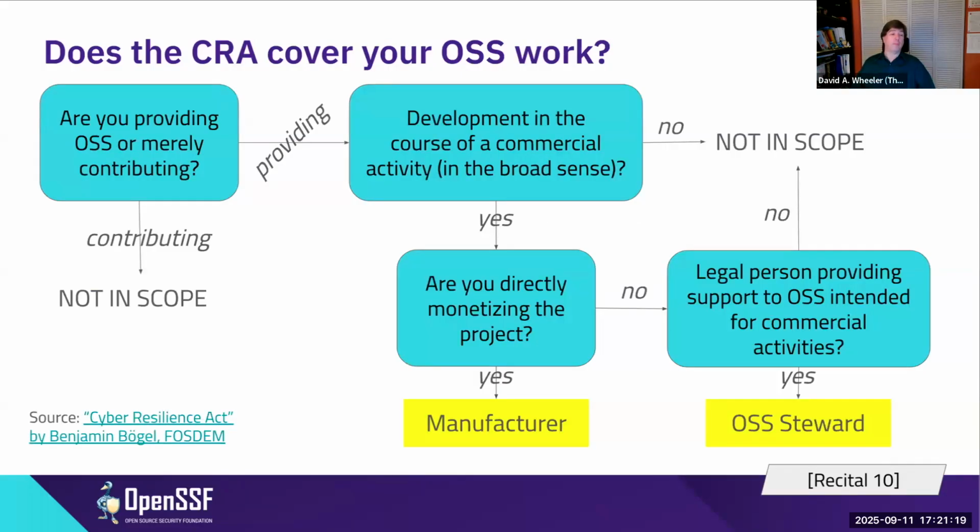So here's a quick flow chart. If you are merely providing open source software or merely contributing, not in scope. If you're not developing it in the course of commercial activity in a broad sense, not in scope. If you're directly monetizing the project, yes. And there's lots of ways you can be considered monetizing. Even if you're giving it away free, but you're fundamentally doing it in order to do monetization, it's still monetization. You're still a manufacturer. If you're a legal person providing support for open source software intended for commercial activities, then you become a steward.